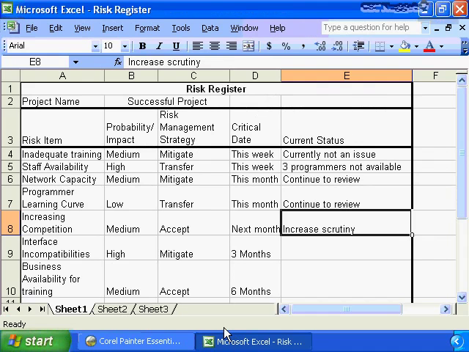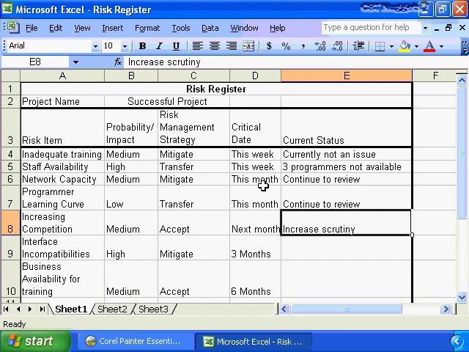Here we see the risk register from the previous nugget more completely filled out. We have identified more risks in our risk register, and in fact, we have added additional detail. We've added the risk management strategy, and we put in the critical date. In this case, I have simply put it in a relative term: this week, this month, next month, 3 months out. In a true project delivery situation, you would be putting in actual project critical dates, and we're starting to fill in the current status for the risk events.